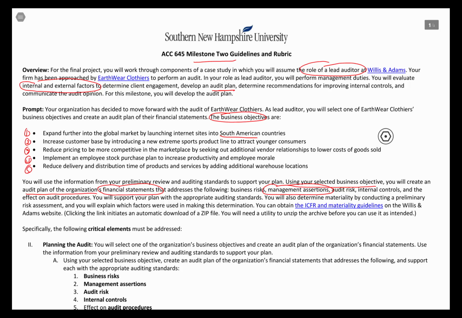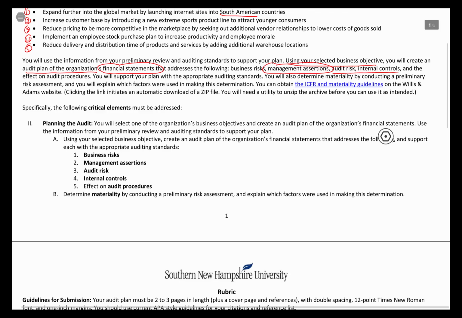More importantly, within the audit here, we're going to look at audit risks and internal controls. So we expect some internal controls possibly around the websites, the e-commerce portion of it. If people are entering their credit card information, how is that stored? So these are just some of the factors related to that one particular business objective, which is expanding into global markets. If you're looking at, say, the last one, which is delivery and distribution time of products, by adding additional warehouse locations, well, now we're talking about possibly capital expenditures. We might have to lease or purchase warehouses. We might have personnel issues.